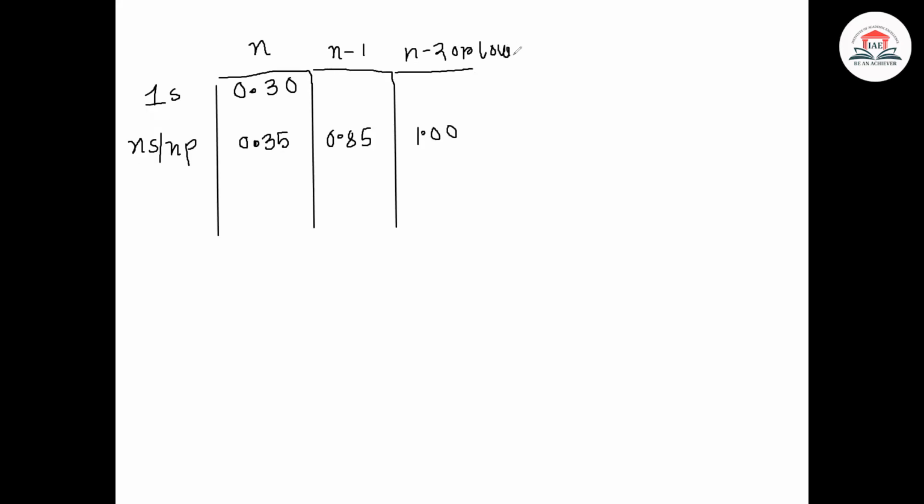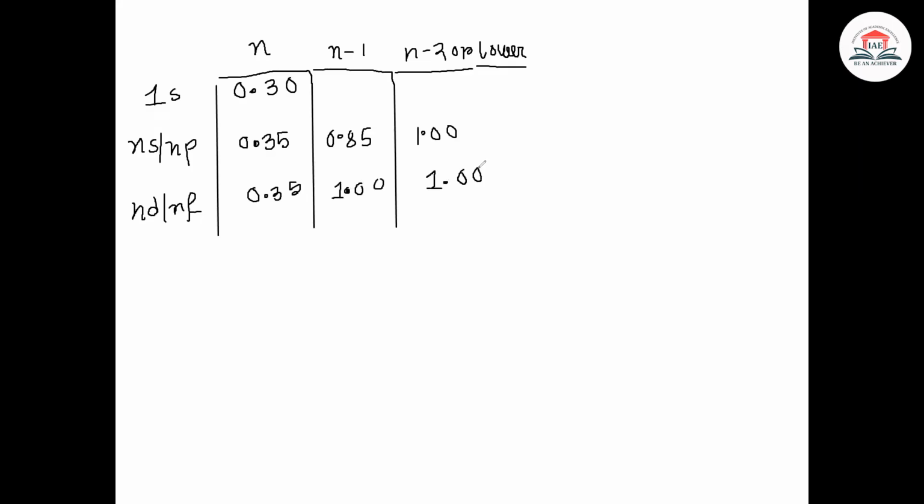You should write it down, this table. Then NDNF. For NDNF, the value is 0.35. For the N shell, it is still 0.35. But for N-1 shell, it becomes 1. It becomes 1. And for all the inner shells, it is again 1. So the value for all shells starting from the penultimate shell becomes 1 when the electron in question comes from a ND or NF orbital.